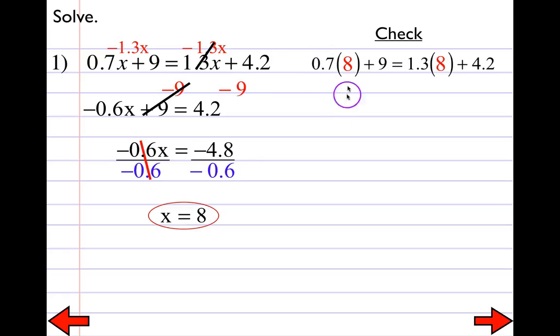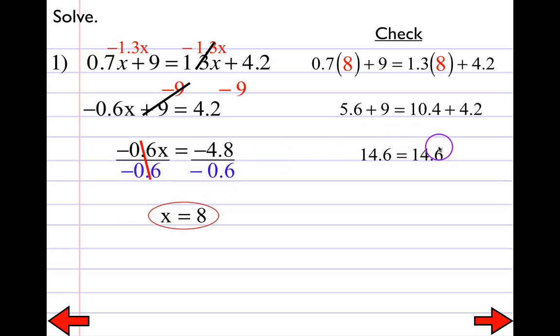I'm going to simplify. This is going to be 5/6 plus 9 equals 1 3/10 times 8 gives me 10 4/10 plus 4 2/10. So here we're going to simplify what we have on both sides, and we do end up with 14 6/10 equals 14 6/10. Since this is a true statement, I know my answer is correct, and I would say that x equals 8.